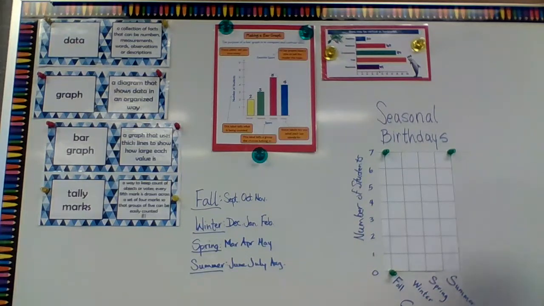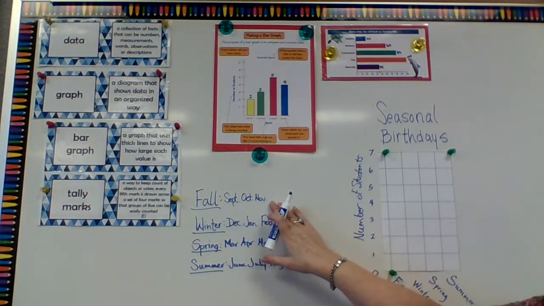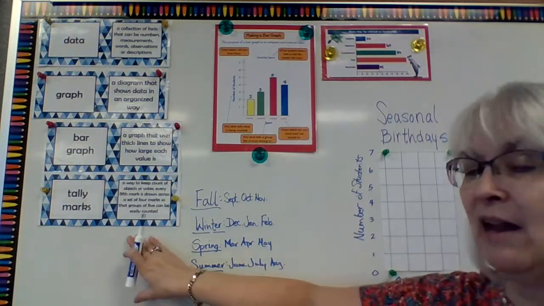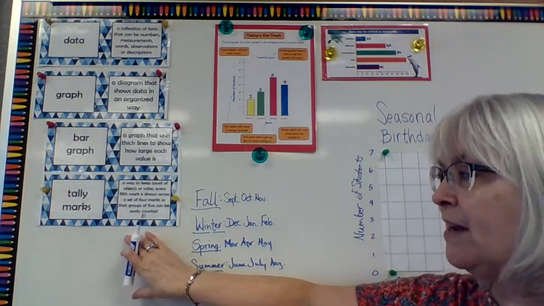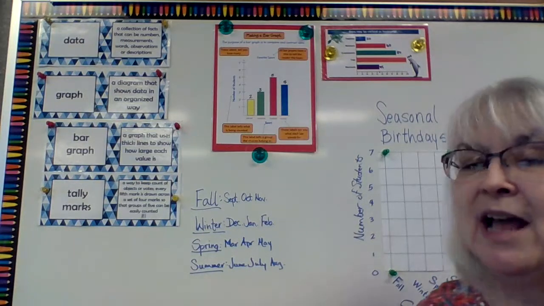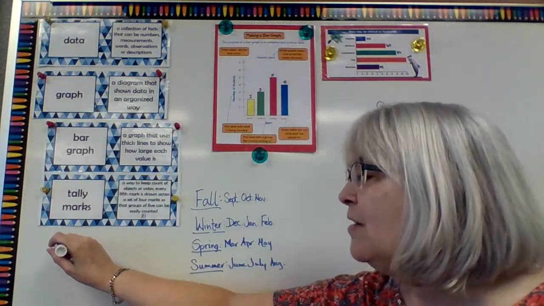And so now we need to think about birthdays. All right, now we think of our birthday as the birthday month, but we also need to know that those months fit into a season. And we are going to use tally marks to record our data. Okay, remember, a tally mark is something we've talked about before. Tally marks are shown in groups of 5.